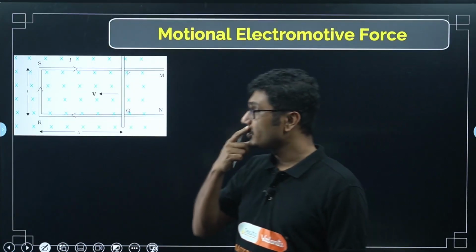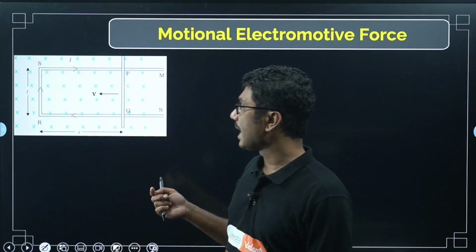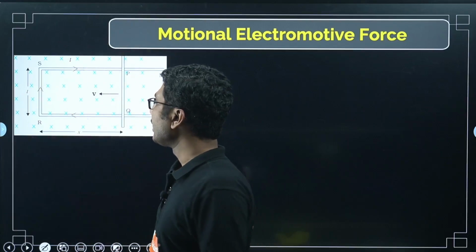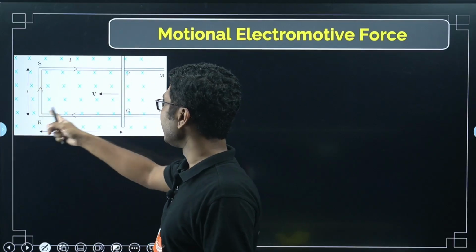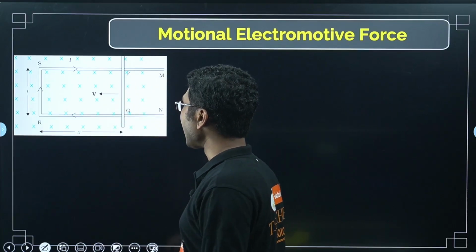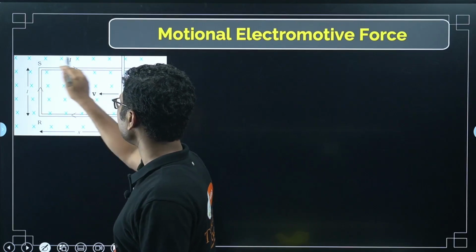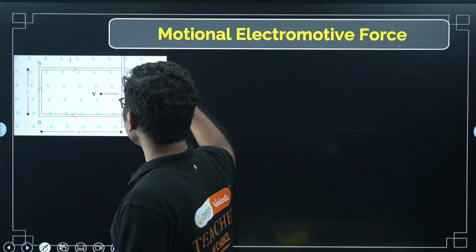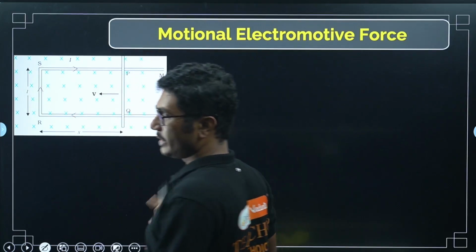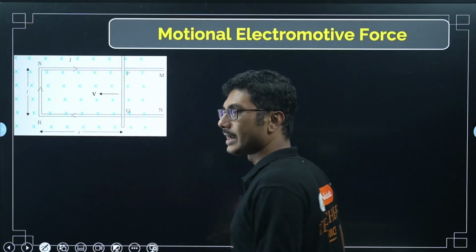Now, another important thing: this is motional EMF, or motional electromotive force. How does this work? Suppose we have a region of magnetic field, and the magnetic field is going into the page. Now I have a frame-like structure, a very long frame, and this frame is closed on the left-hand side and open on the right-hand side.